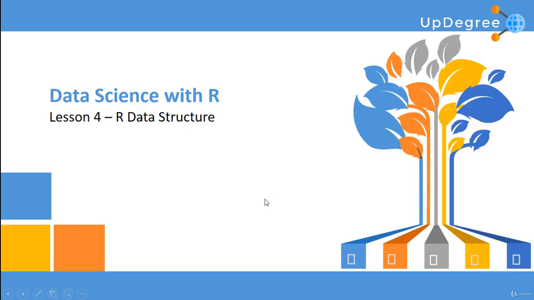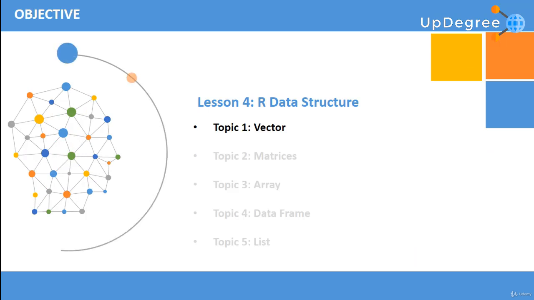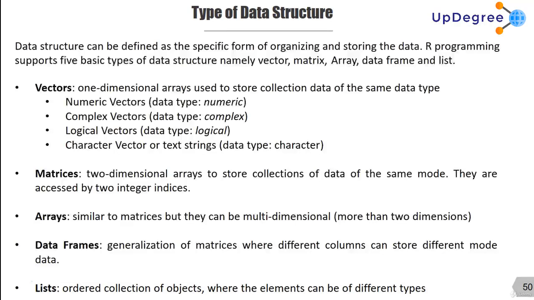Welcome to lesson 4, R data structure. Till this point we have learned the basic syntax of R, but now we are getting deeper into what different kinds of data can be stored in R, and there are specifically 5 different kinds of data structures that can be stored in R, and we'll discuss them one by one.